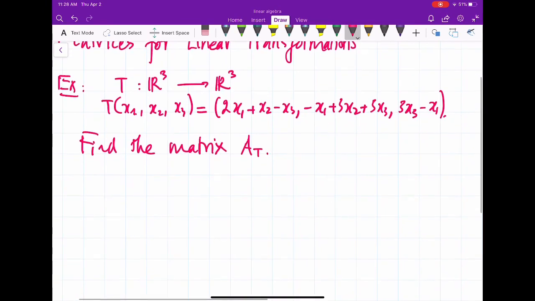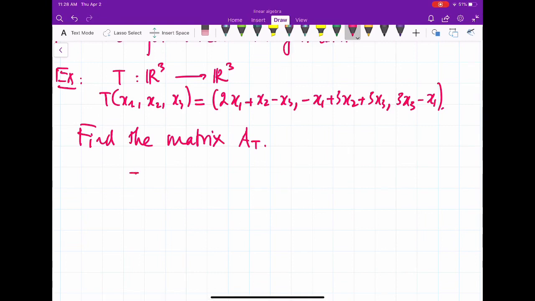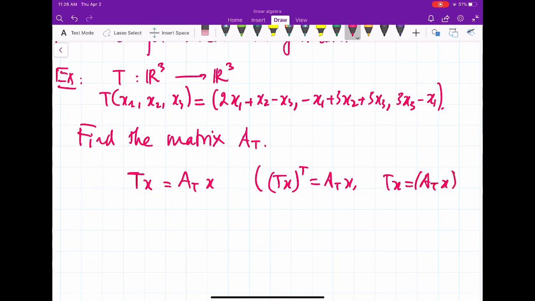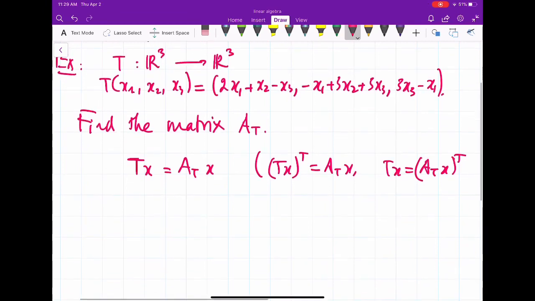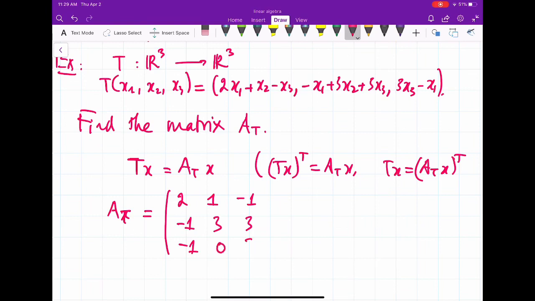Okay, so we know that T(x) equals A_T x. Or, it depends on how we write this relation. Sometimes you may see T(x) transpose equal to A_T x, or T(x) equals A_T x transpose. All right, so from this relation, we can see the matrix A_T is nothing but [2, 1, -1; -1, 3, 3; -1, 0, 3].